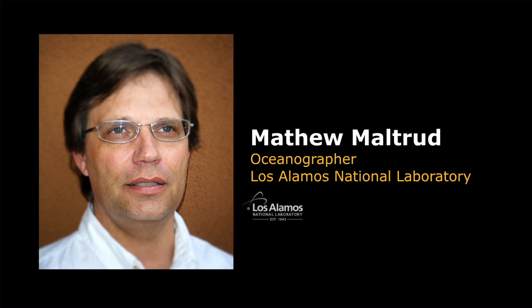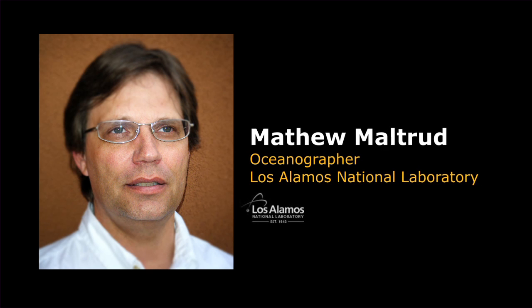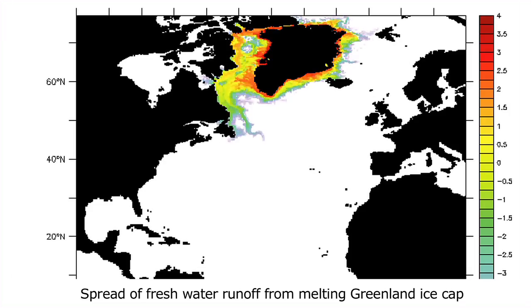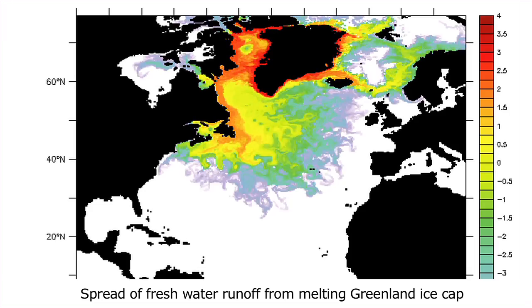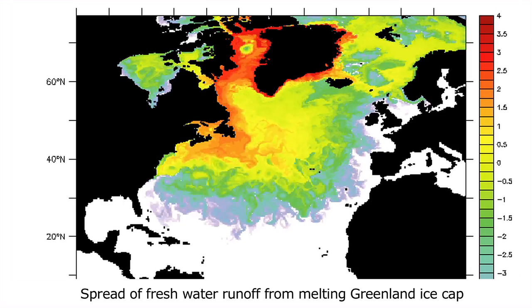Matthew Maltrude was the person I collaborated with on this project. Matt's actually been a key developer of this model over the last decade or more, and he ran all the simulations, mostly on a DOE machine called Jaguar, one of the supercomputers there. DOE supercomputers were absolutely critical to this study. There's no way we could have done this research without them.